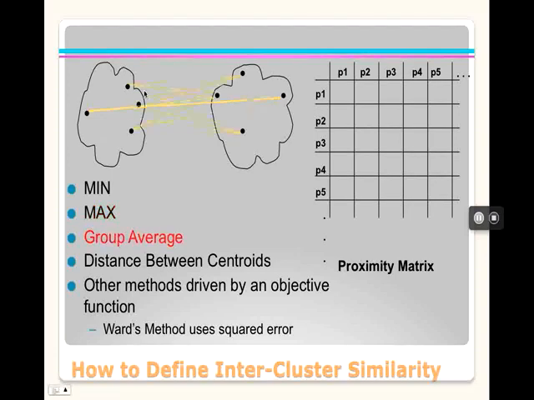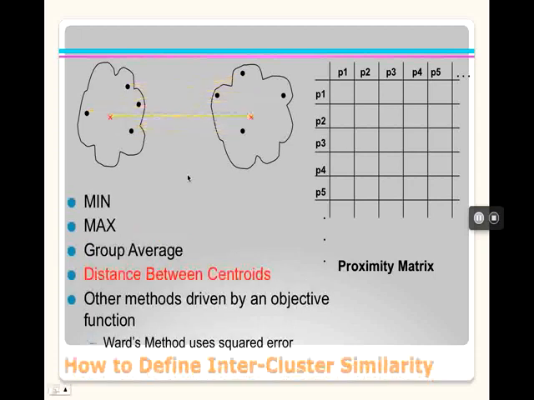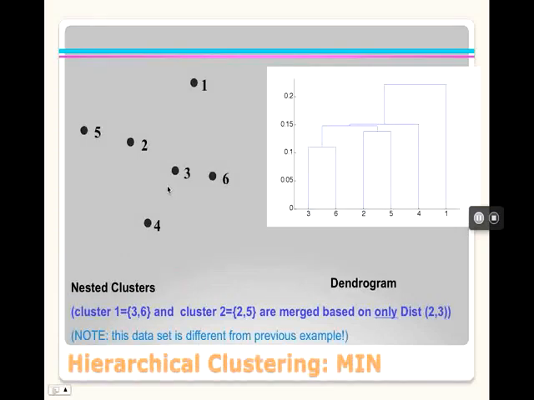For group average, I will have to compute every combination of points, the distance between them, and then take the average. Or the distance between the centroids: I will look at the centroid of each cluster. Let's say I have 10 clusters here. I'll compute the distances between the centroids of each cluster, decide which pair is the closest, and merge those two clusters. And of course, there are different types of techniques.